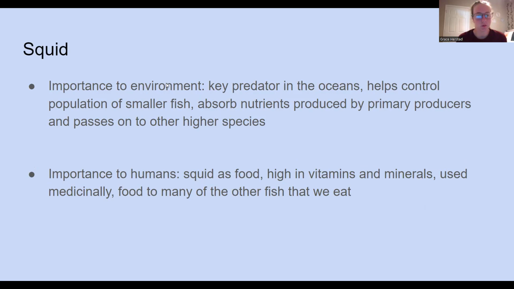And then they're important to humans because we eat squid as food. They're actually very high in vitamins and minerals and can also be used medicinally and traditionally. And then they're also important because they're food and prey of many of the other larger fish we eat and depend on, like tuna, mackerel, that sort of thing.